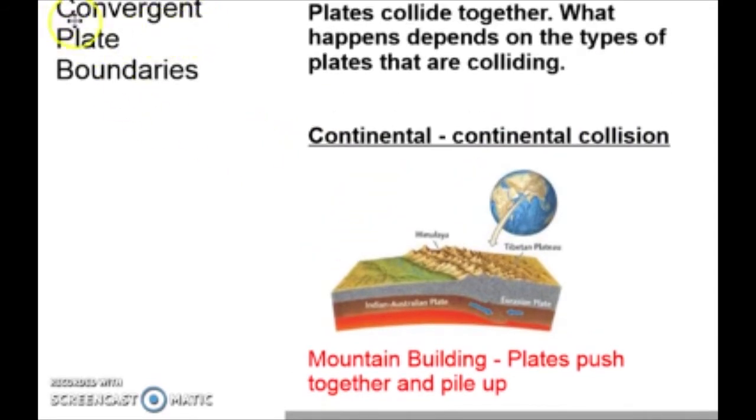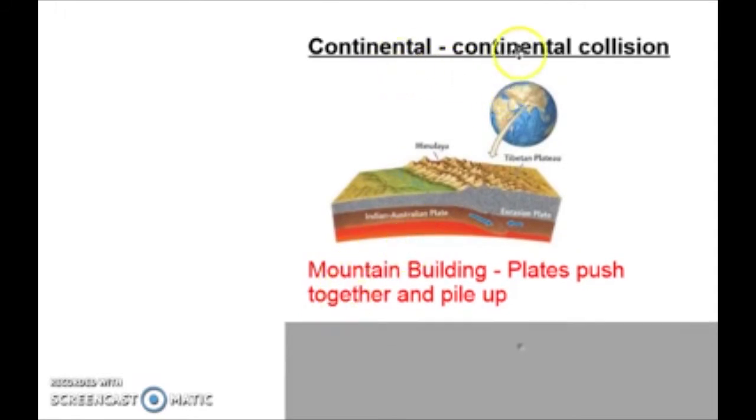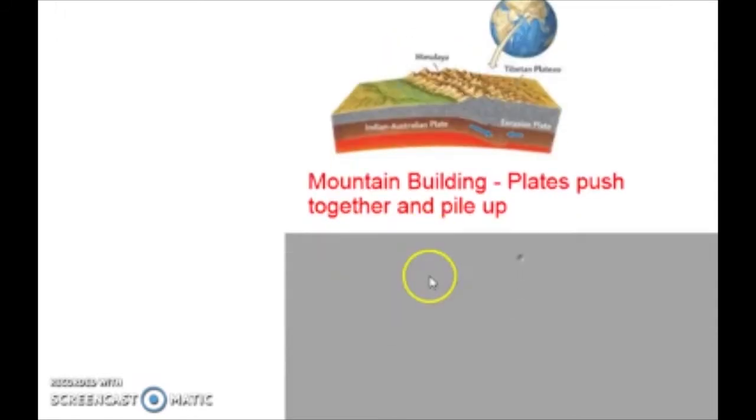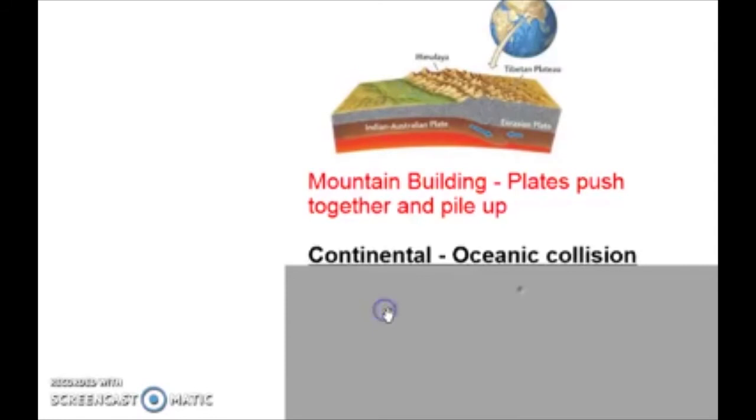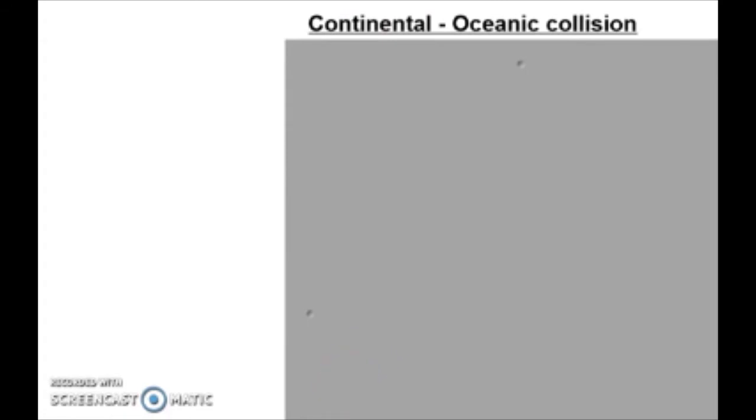That word is going to be important, so maybe circle it, star it, everything else, because that word means to collide together. And when you have a continental-continental, it's mountains that are built. Up next, we have continental-oceanic collision. So let's take a look at that on our simulator.